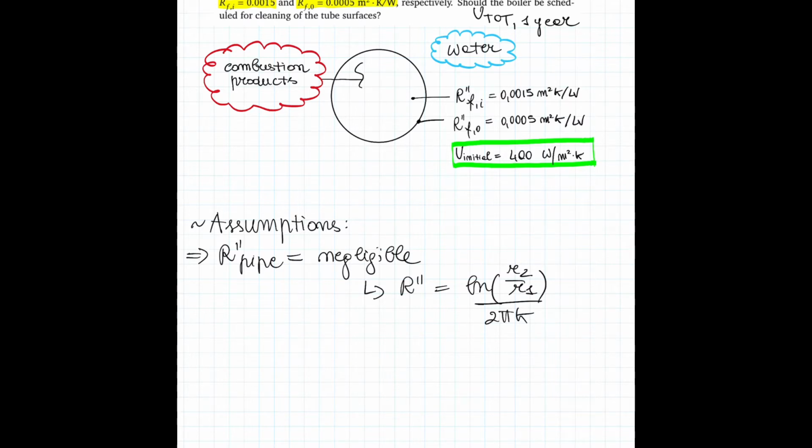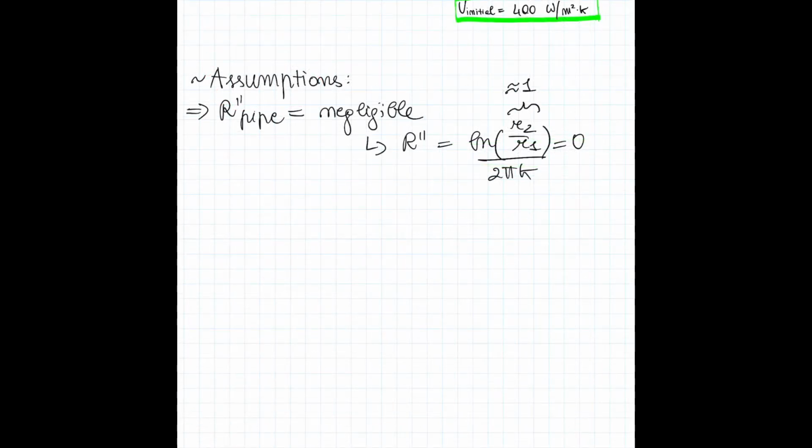Now, please bear in mind that in this case, we're looking at a really thin tube. So the ratio of R2 over R1 should be approximately 1. Therefore, ln of something that is almost 1 is almost 0. So this can be approximated to 0. Please bear this in mind because it's going to be essential later on as we solve the question. Let's see how we can solve this problem.